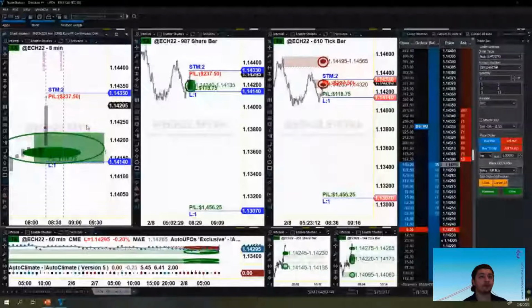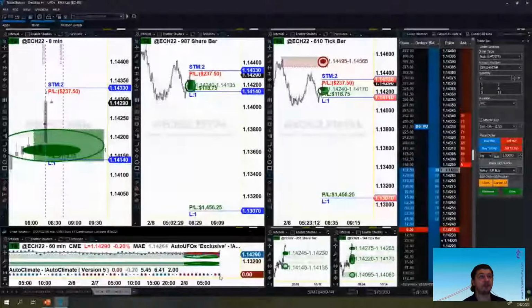So it doesn't bode well that we have a green UFO here. However, the climate is still in our favor. So that's what we have going for us, right? The orders got filled. Now we have green UFOs here. Obviously, we're short, so those are opposing UFOs, not our best friends right now. However, I also tend to look at these as magnets. Price tends to gravitate towards them to get them filled. So as of right now, nothing else to do here.